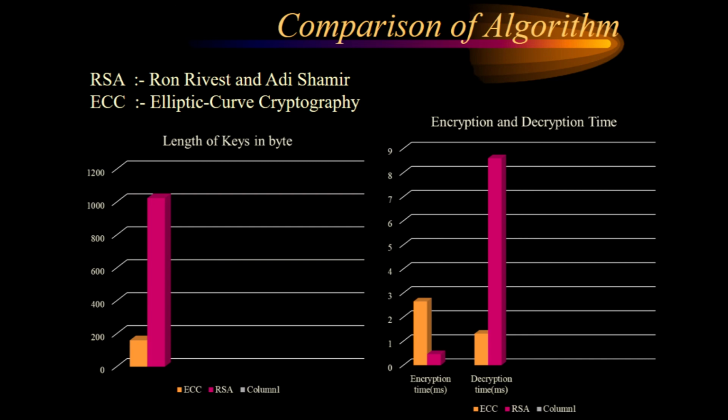There are so many algorithms present, but I am going to compare two generally used algorithms, ECC and RSA, whose full forms are given here. As you see in this graph, the red color shows the RSA algorithm while the yellow color shows the ECC algorithm. Length of key and decryption time are more for the RSA algorithm, while its encryption time is less, so for different purposes of the card we use different algorithms.